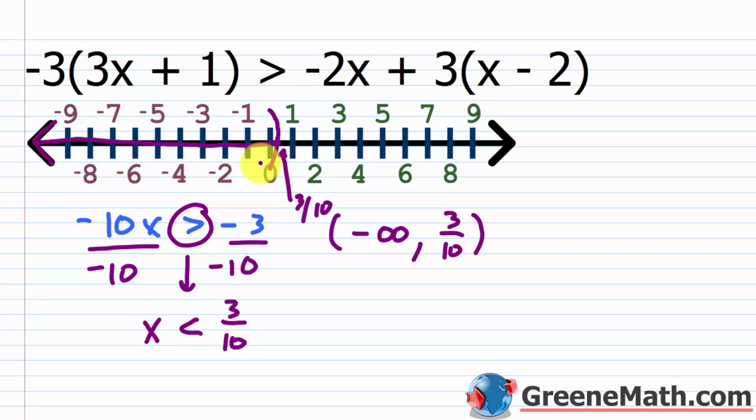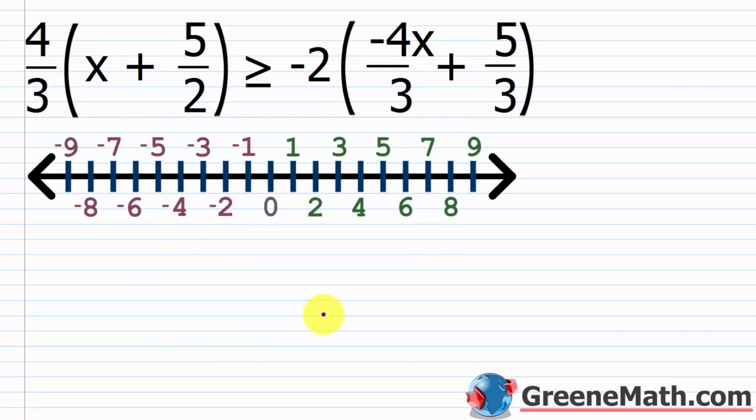a little marking and notate it. In this case, we're just notating it to say we have 3/10, and we just draw a little arrow going there to say, hey, this is 3/10. Put your parenthesis in this case because it's not included, and then just shade everything to the left.